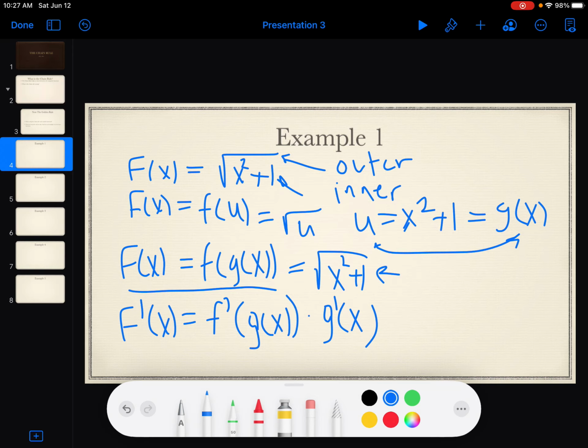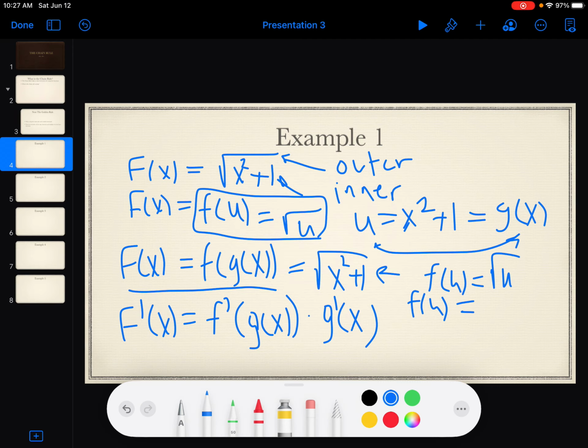Now, what was our function f? Well, f was f of u, right? This right here. Let's take the derivative of this. We got the square root of u. We got f of u is equal to square root u, and u is equal to g of x. But let's take the derivative of this. How do we do it? How do we find the derivative here?